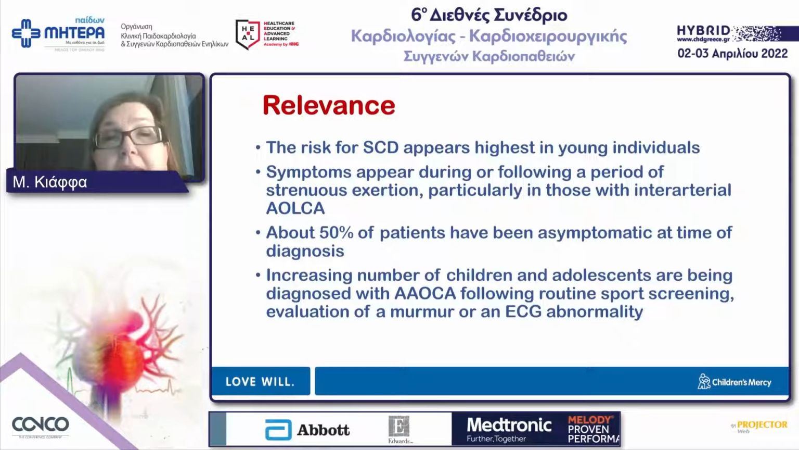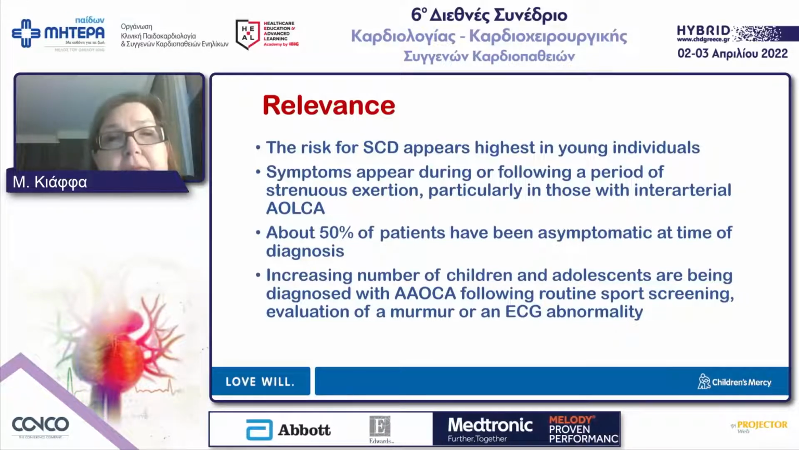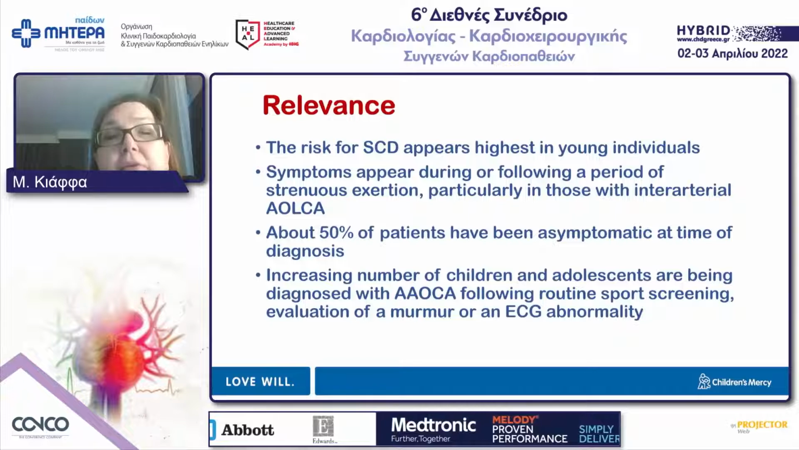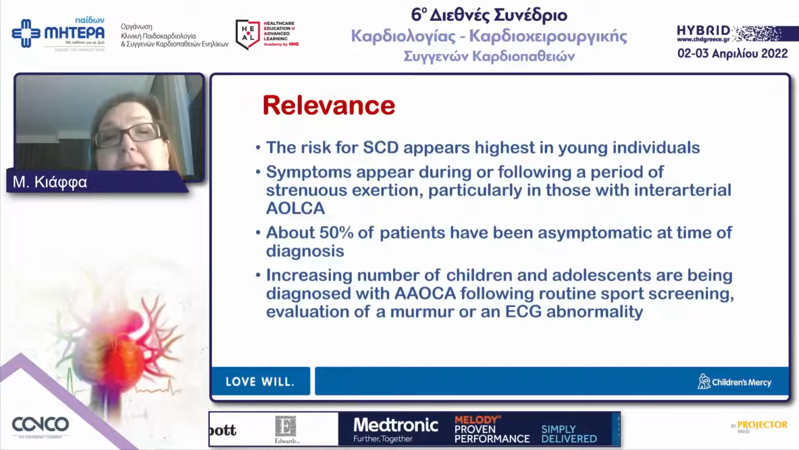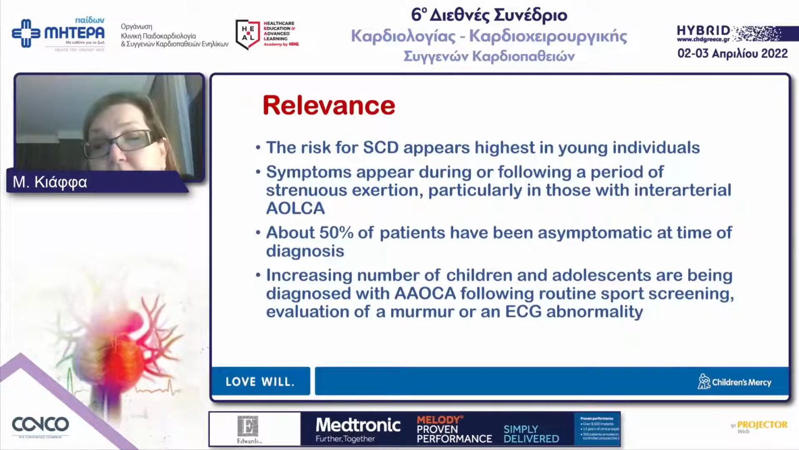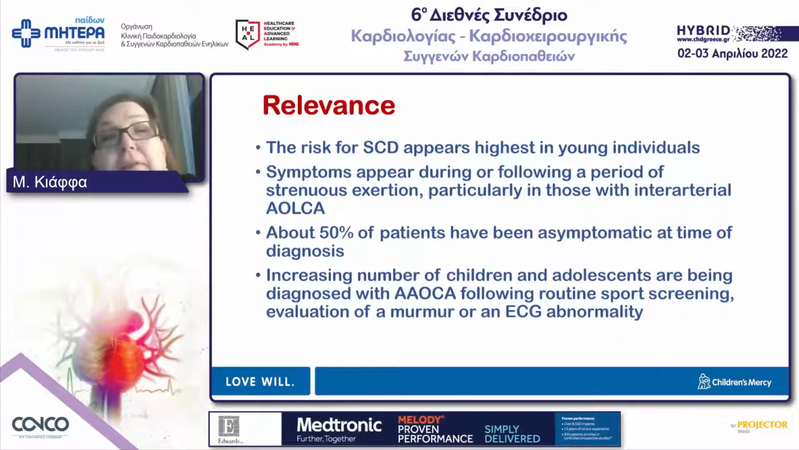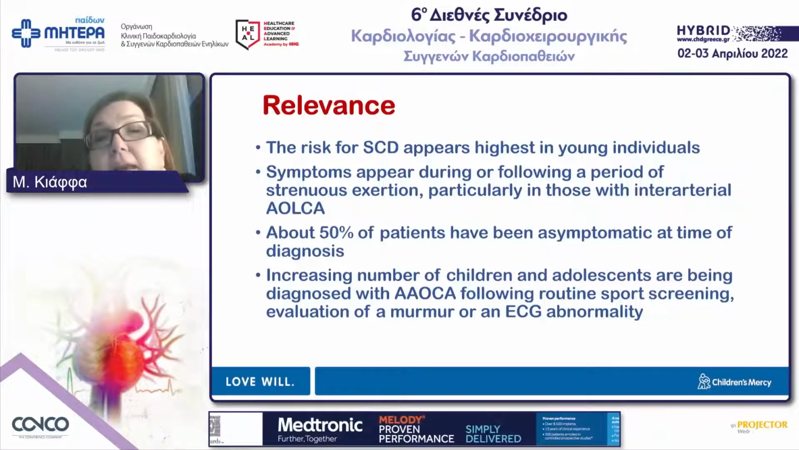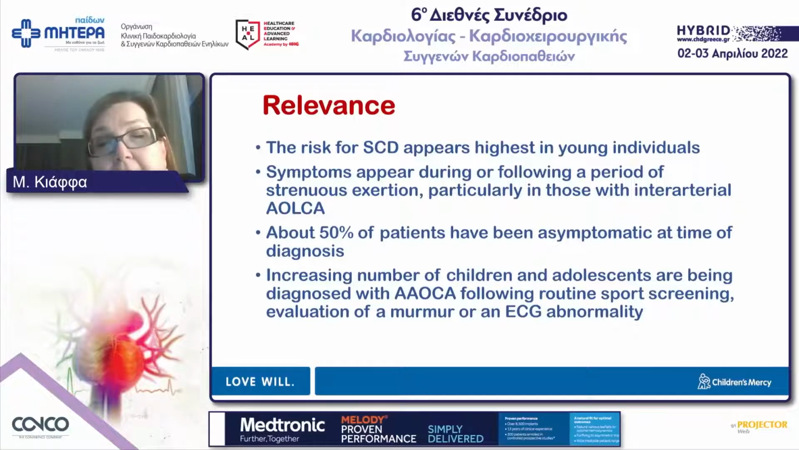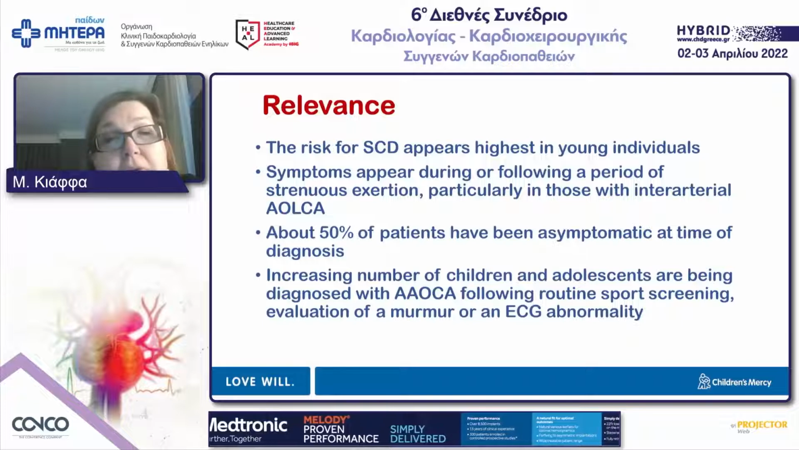About 50% of the patients have been asymptomatic at the time of diagnosis, and this is the Achilles heel of the whole situation. An increasing number of children and adolescents are being diagnosed with anomalous origin of coronaries, following routine sports screening and evaluation of a murmur or an ECG abnormality. I have to give kudos to the echocardiographic societies in different countries, because they are the ones that implemented in their guidelines of pediatric echoes to include a visualization and imaging of the coronaries.